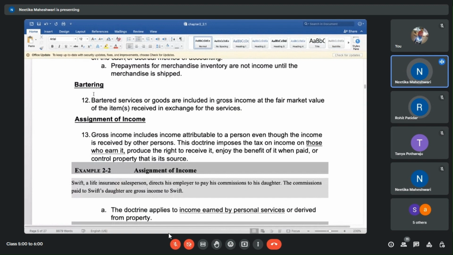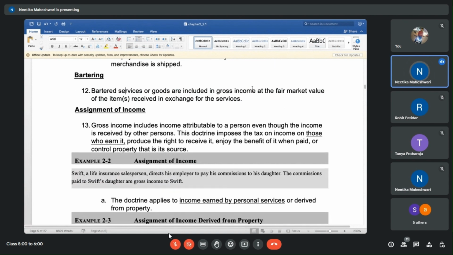Okay, bartering services. I think that's how the age-old way of commerce evolved. But yes, that is all included in gross income. If somebody is providing plumbing services and we say, okay, we'll do your tax return for free, we have a client who is a plumber, then that's called a bartering service. And it needs to be included in the gross income for both the persons at the fair market value.